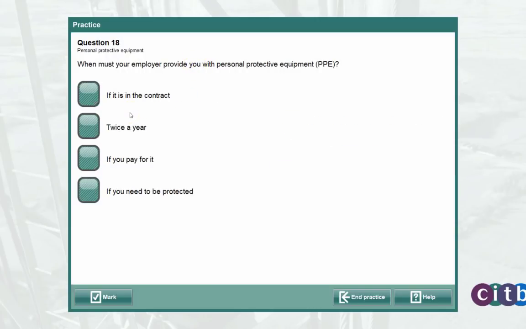When must your employer provide you with personal protective equipment, PPE? If it is in the contract. Twice a year. If you pay for it. If you need to be protected.